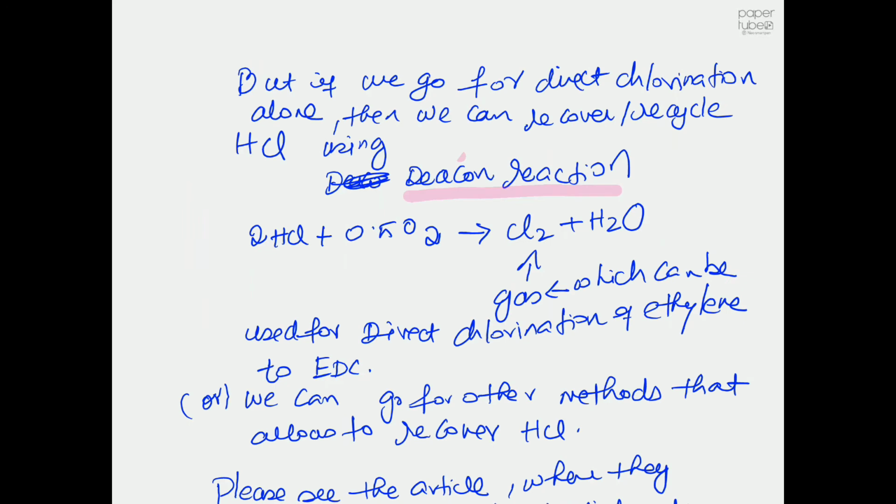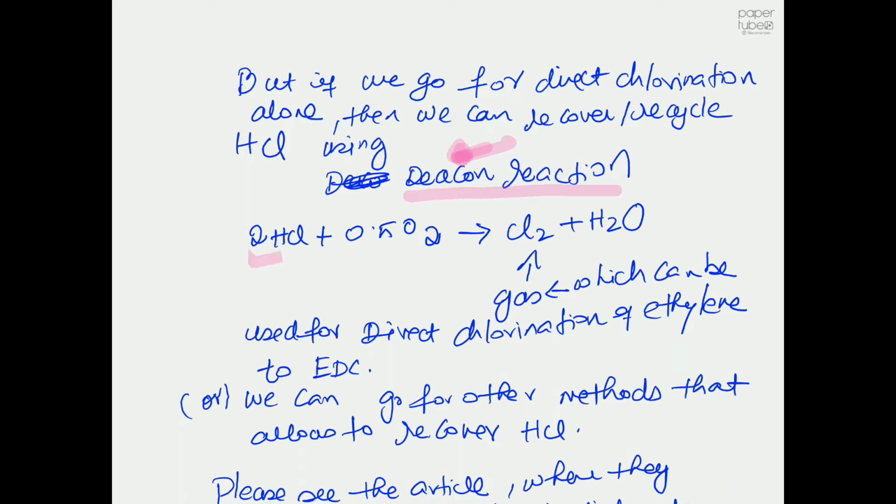There are a few other processes that you can think about while you are going to manufacture vinyl chloride monomer. Yeah. So for example, we can just stick to the direct chlorination. Obviously you will end up with hydrochloric acid, and if you want to use this hydrochloric acid, instead of going for an oxychlorination process, we can go for a Deacon reaction. Yeah, Deacon is the name of the person who developed this process or this synthesis procedure.